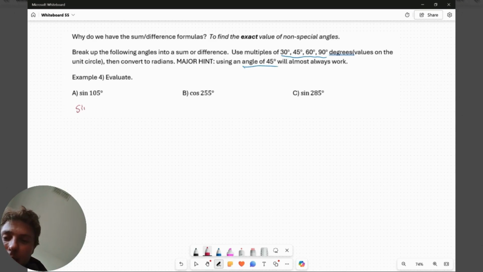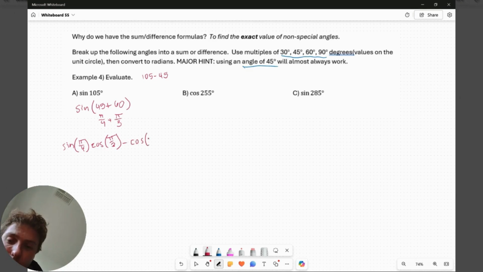Well, if I make this sine of 45 plus something, well, I know 105 minus 45 gives me 60. So now I'm just applying my formula. Sine of 45 plus 60, let's think in radians, maybe that makes it easier. So pi fourths plus pi thirds. And now we can just go ahead and apply our formula. So sine pi fourths, cosine pi thirds. If you need to go back and look at the formulas again, definitely make sure you do so. I'm just assuming we have those memorized at this point in the video. I know that may not be true.